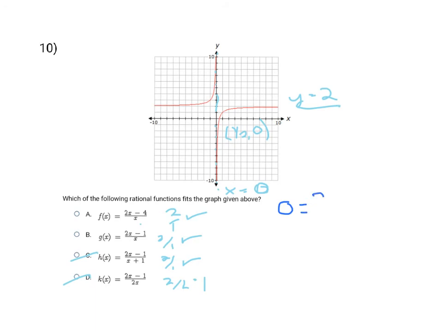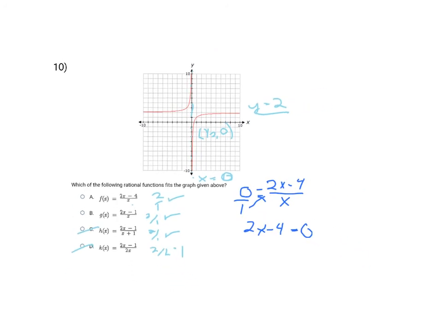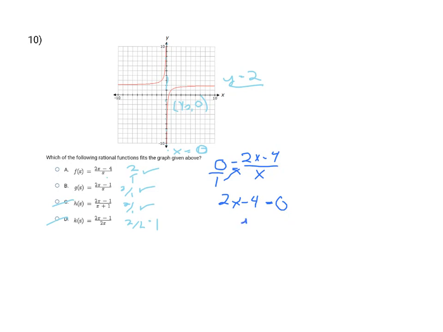So A, I have 0 equals 2x minus 4 over x. I'm going to put a 1 over my 0 and cross multiply. So 1 times anything is itself, so it's going to be 2x minus 4. And then 0 times anything is 0, so 0 times x is 0. And then I'm just going to solve for x here. So I'm going to add 4 to both sides, and I get 2x equals 4. And then I'm going to divide both sides by 2, and I get x equals 2. And so this one has an x-intercept of 2. So that's definitely not a 1/2 there, so it can't be A.